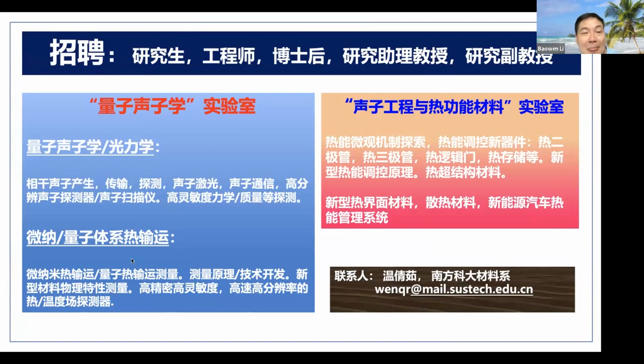I have two parts. The first one is quantum phononics, and the second one is about phonon engineering and functional thermal materials. This is more emphasized on the materials, how to fabricate materials to be used for heat dissipation and thermal management. The first one, quantum phononics, is more fundamental, on how to use phonons to do some quantum communication.